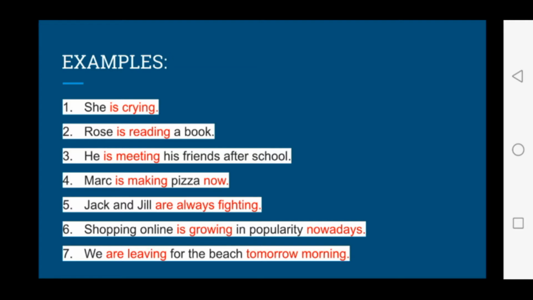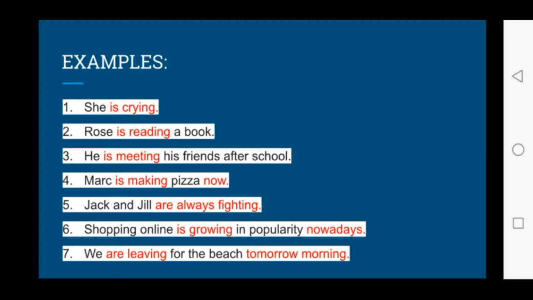And then the fifth example is: Jack and Jill are always fighting, where it can also be used to describe actions that are being repeated, where words like always, constantly, and forever are used along with the verb. And then the sixth example is: shopping online is growing in popularity nowadays, where present continuous tense is used when speaking about current trends.